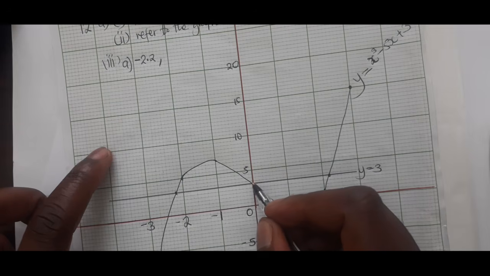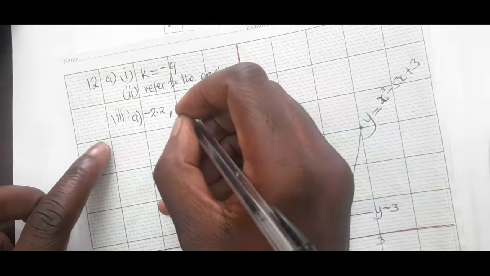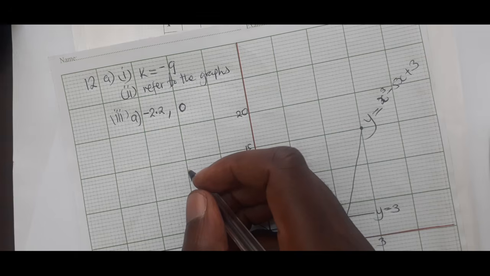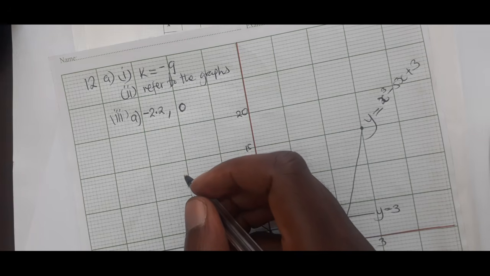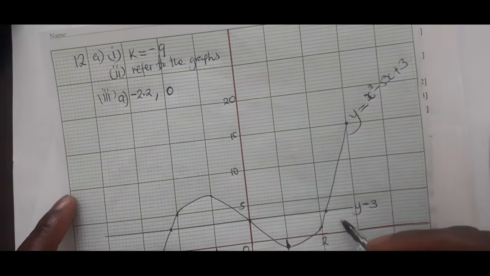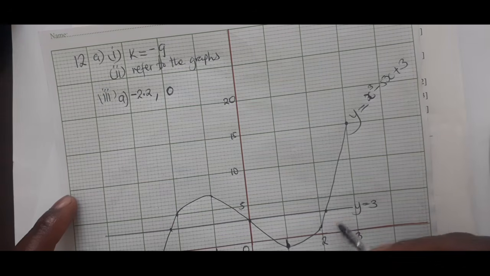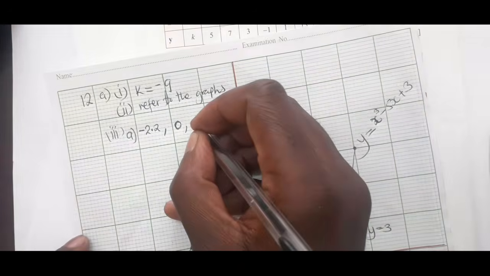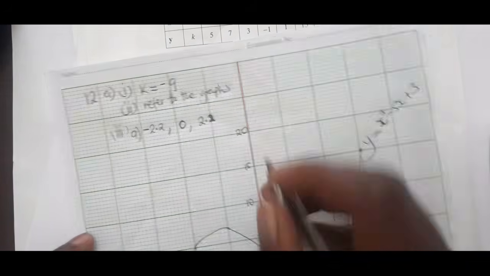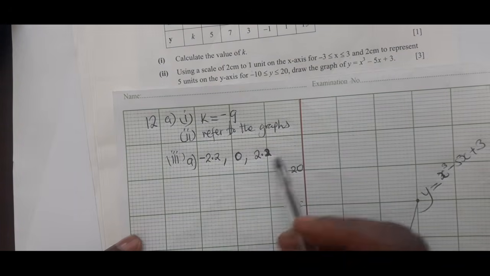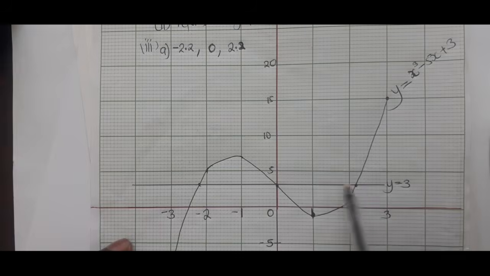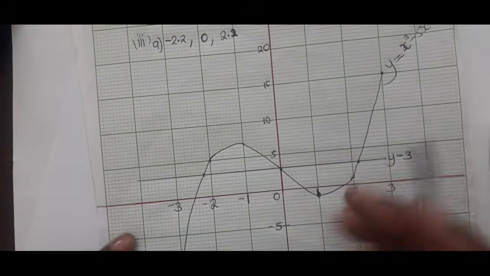What is the x coordinate here? It's 0. Okay, it's going to be equal to 0. Then we come to this point here, which is also 2.2. So the x coordinates will be these three x coordinates. X is equal to this, or x is equal to this, or x is equal to all these here. Okay, then we come to b.